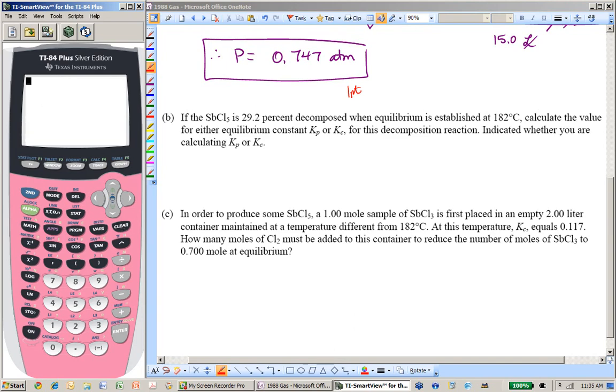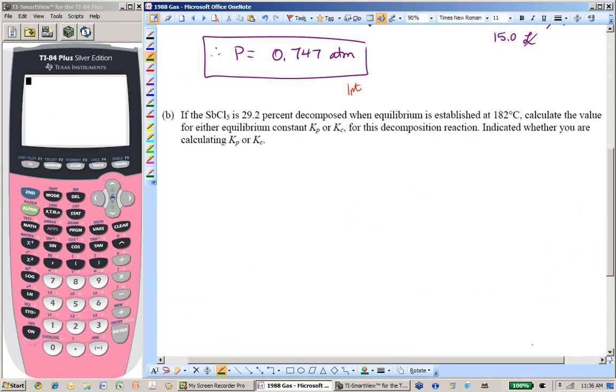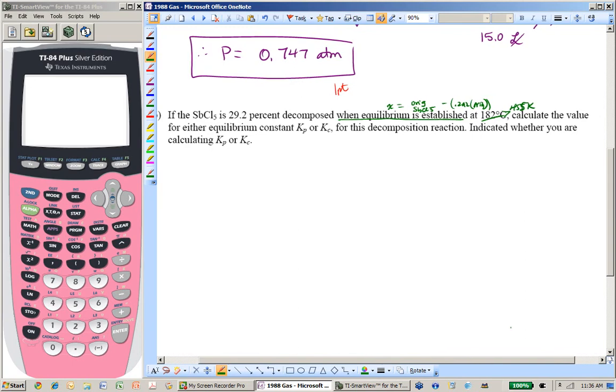Clear that out. Part B. Because all that other was part A. If the antimony pentachloride, I'm going to need more room, is 29.2% decomposed when equilibrium is established. They just told me x. And that x was equal to the original whatever of SbCl5, whether it's pressure or whether it's concentration, minus 0.292 times original. And that's still 455K. Calculate the value for either equilibrium constant, Kp or Kc, for this decomposition reaction and indicate whether you are calculating Kp or Kc. Choices. Well, I'm going to do Kc.